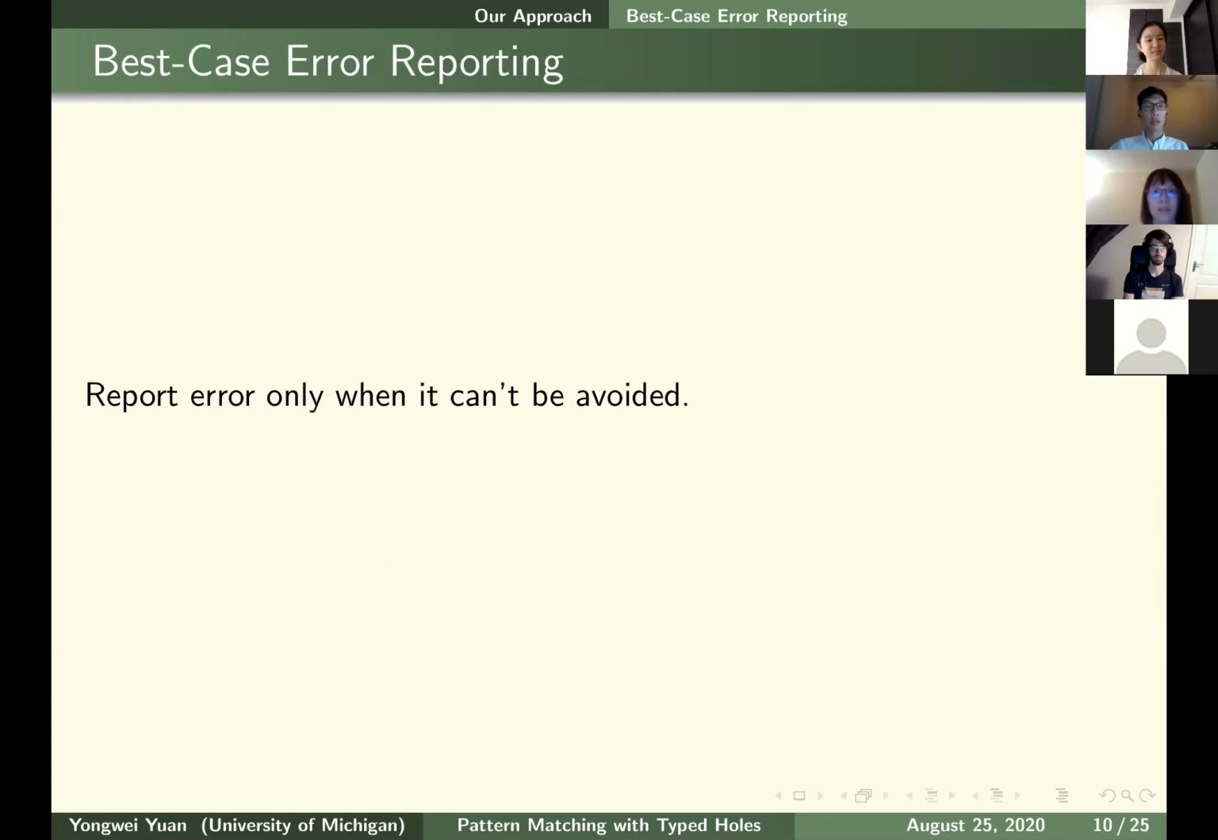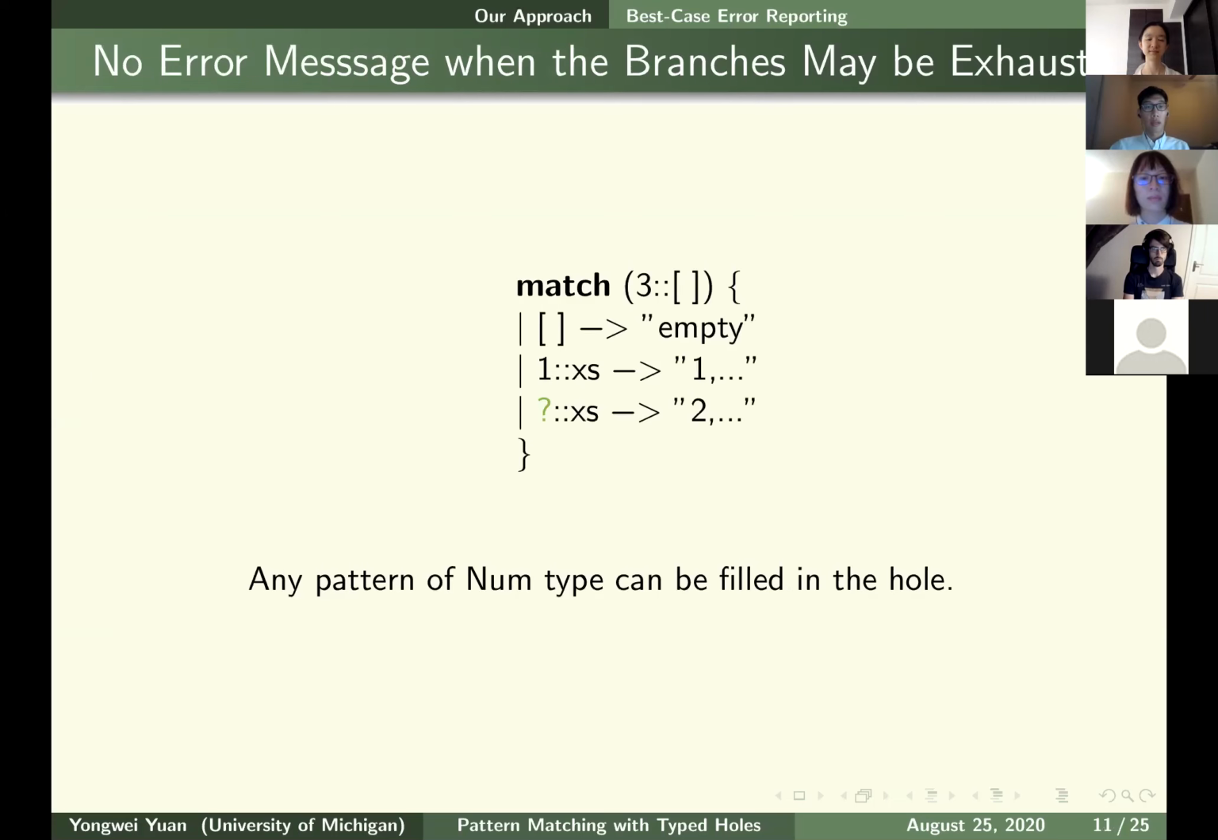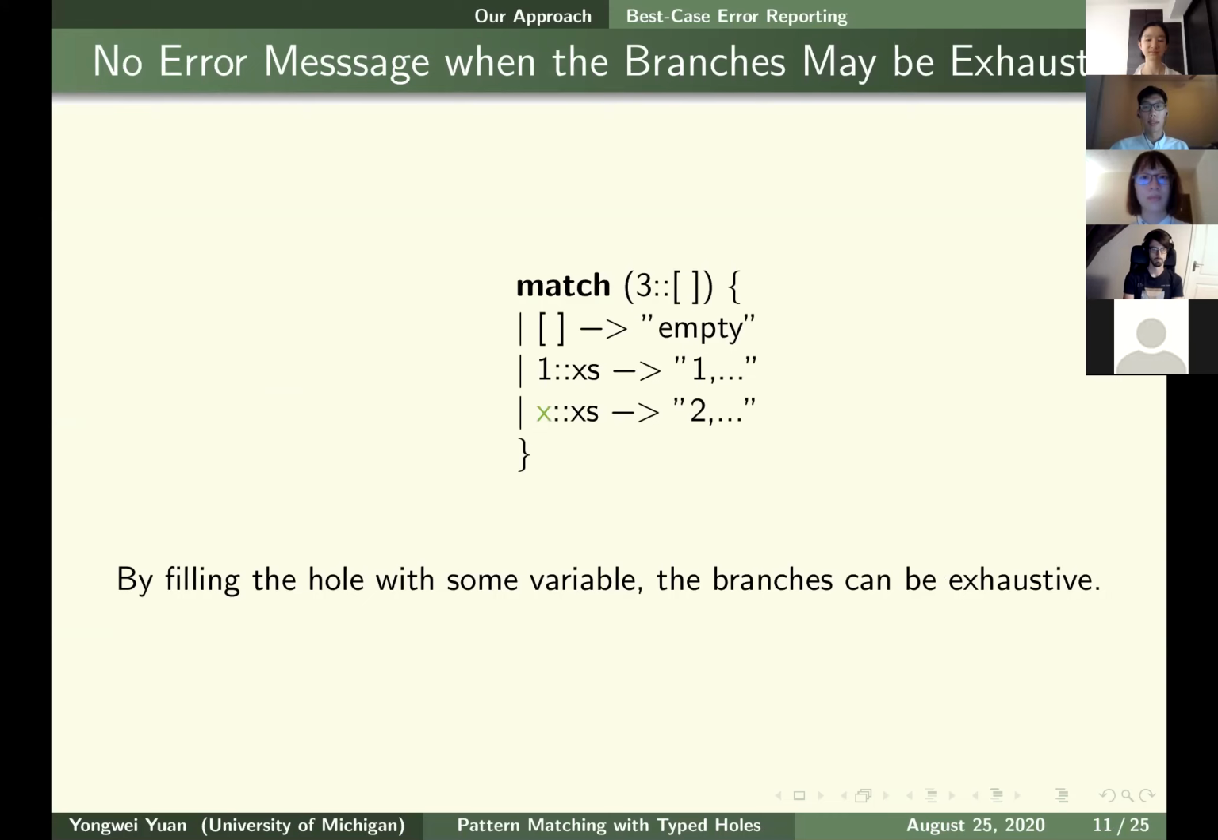The other thing that programmers might be interested in is whether their program is correct, or at least whether the program may be correct if they fill the holes appropriately. Therefore, we only report errors when they cannot be avoided. In the next few slides, we will use examples to illustrate when to report errors. Can this match expression be exhaustive? If we fill the holes with some variables, since all lists are either empty or non-empty, at least one of the branches will be taken.